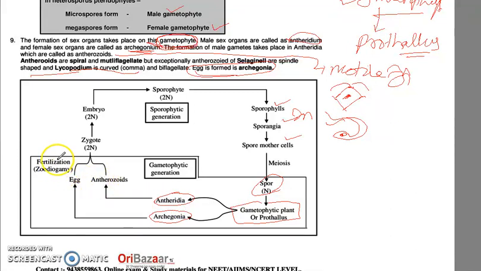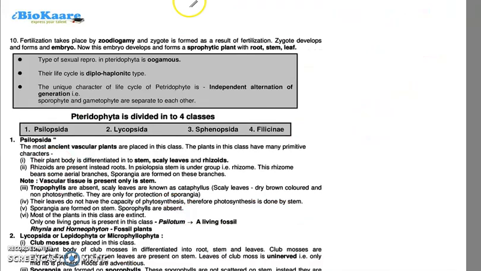Then the egg and antherozoid undergo fertilization. Zoidogamy means the sperm is motile. Due to the motile nature of the antherozoid, it is called zoidogamy. Then the zygote is produced, and the zygote is the initial stage of the sporophyte. The zygote gives rise to the embryo and the cycle starts. Both generations are independent and never depend on each other. So independent alternation of generation is present in Pteridophyta.